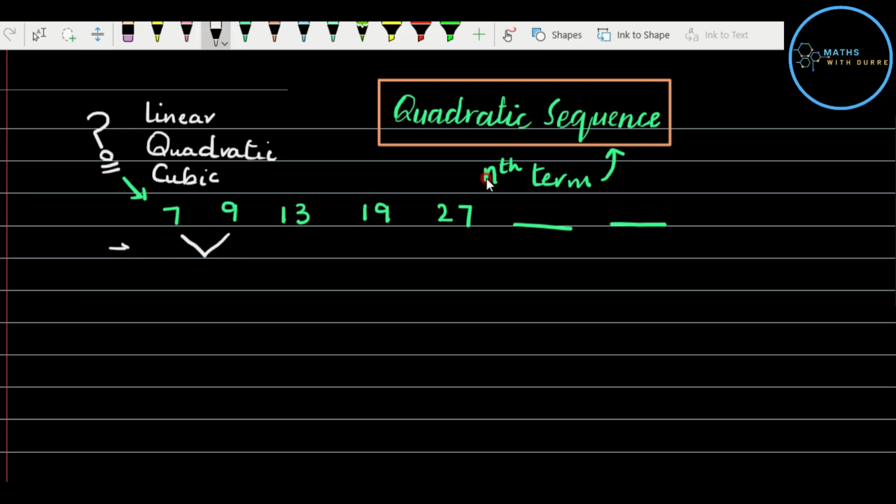If at the first step we calculate and get the same answer, it means this is a linear sequence. But if we get the same difference at the second step, it means it is quadratic. If we get the same difference at the third step, it means it is cubic. Okay, let's start with this example.